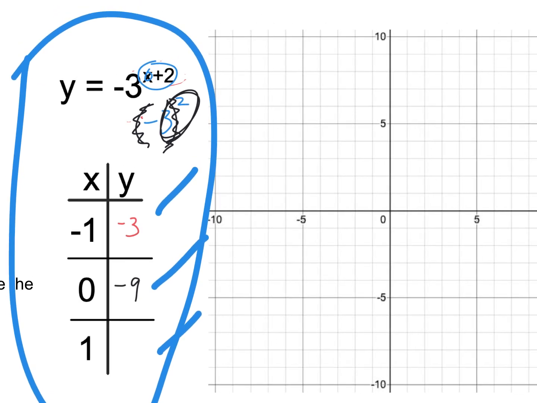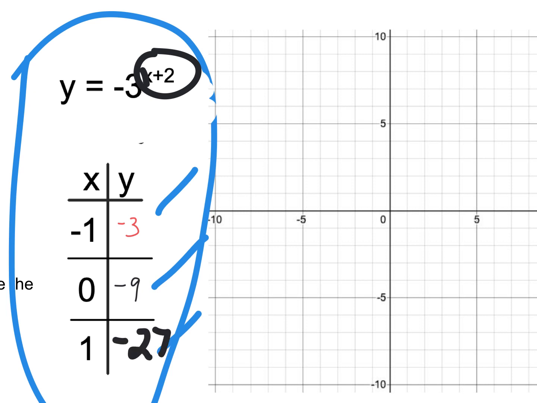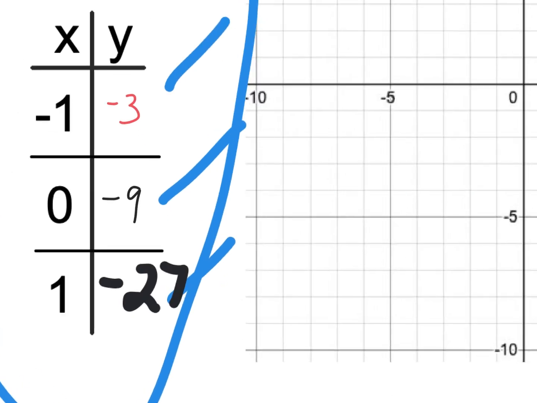Okay, then last but not least, we put in the 1. And if I put the 1 in there, it's really to the third, -3 to the third. Remember, you do the 3 to the third, and then you make it negative. 3 to the third is 27, then you make it negative. -27.